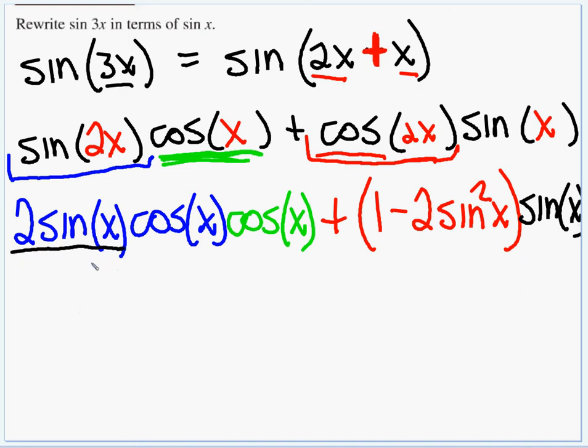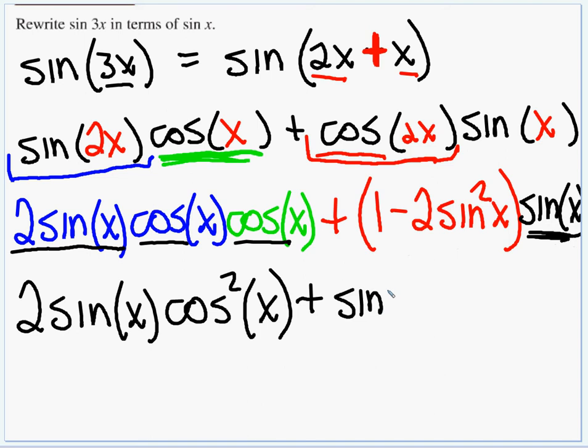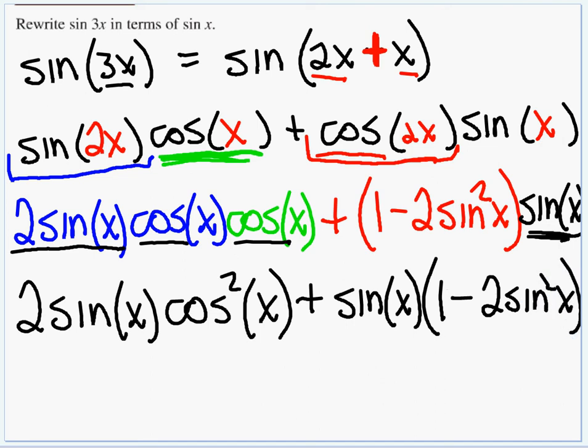We've got this 2 sine x. That's going to stay at 2 sine x. We've got a cos times a cos. Well, that's cos squared. We'll do something with that in a minute. And then plus, we've got this sine x times the quantity in parenthesis. I'm going to put the sine x first because that's just how I roll. And then we've got 1 minus 2 sine squared. Okay, at least now everything's down to just x. Our angles are just x's.